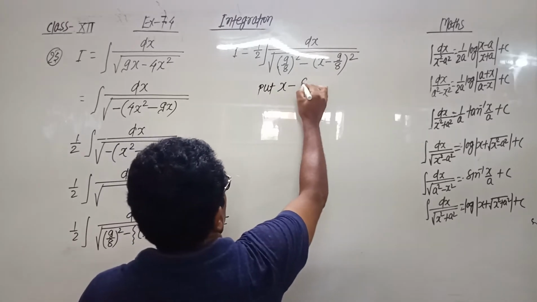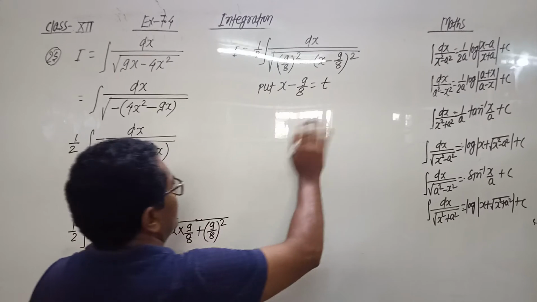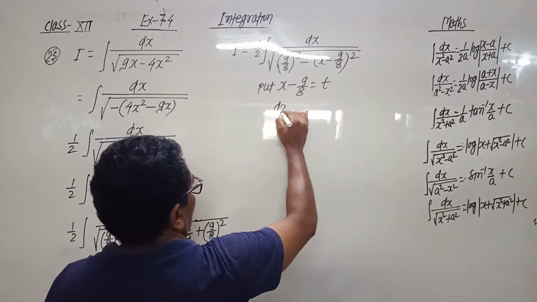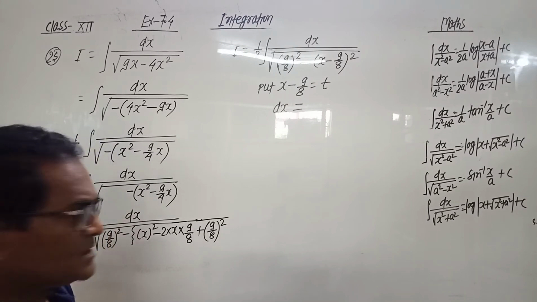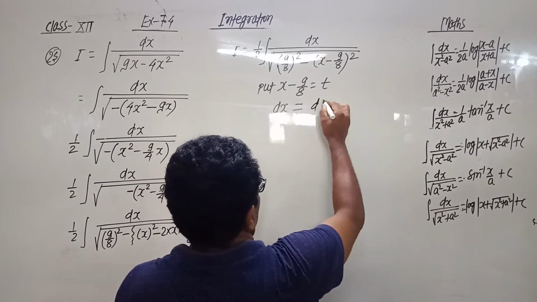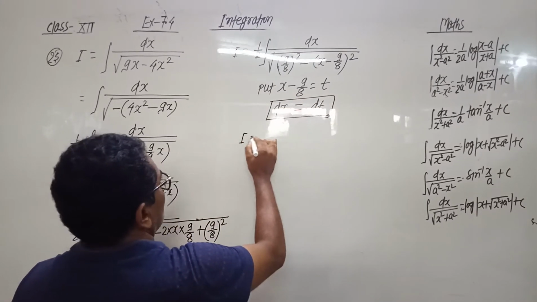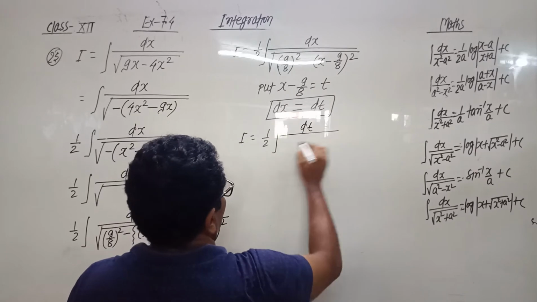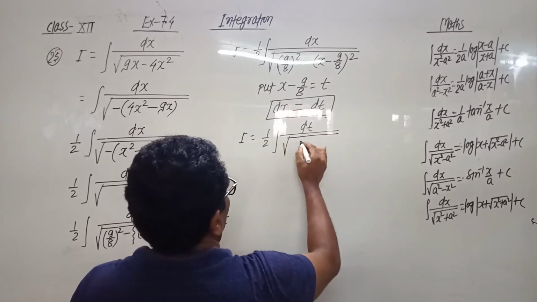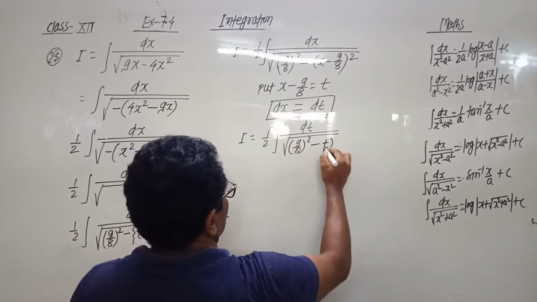Put x minus 9 by 8 equals t, then differentiate with respect to x. So dx equals dt, since the constant term's differentiation will be 0. Now it becomes I equals 1 by 2 integration dt upon under root of (9 by 8) the whole square minus t the whole square.